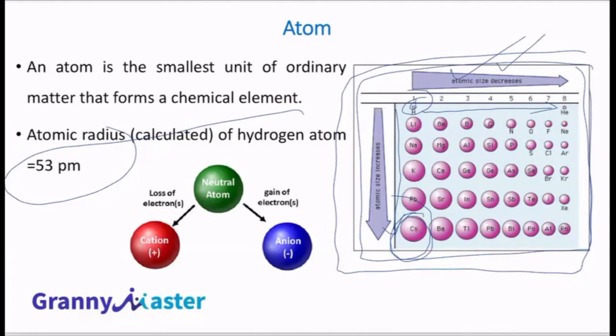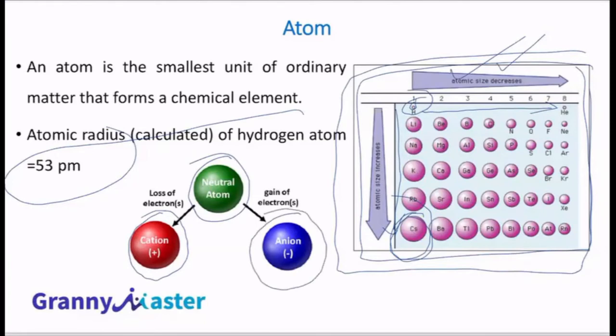Other than atoms, we have to learn about ions also. For example, a neutral atom. Neutral atom means it doesn't have charge. If it loses an electron, then it will become a cation, which is positively charged. Or if it accepts or gains electrons, it will become a negatively charged anion.